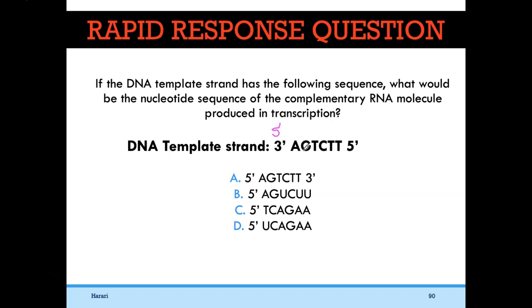So if it sees an A, what is it going to want to put here? It has to be a U. And it sees a G, it'll put a C. T gets an A. C gets a G. C gets an A. T gets an A. So the answer is D. Make sure you could do this type of a problem.